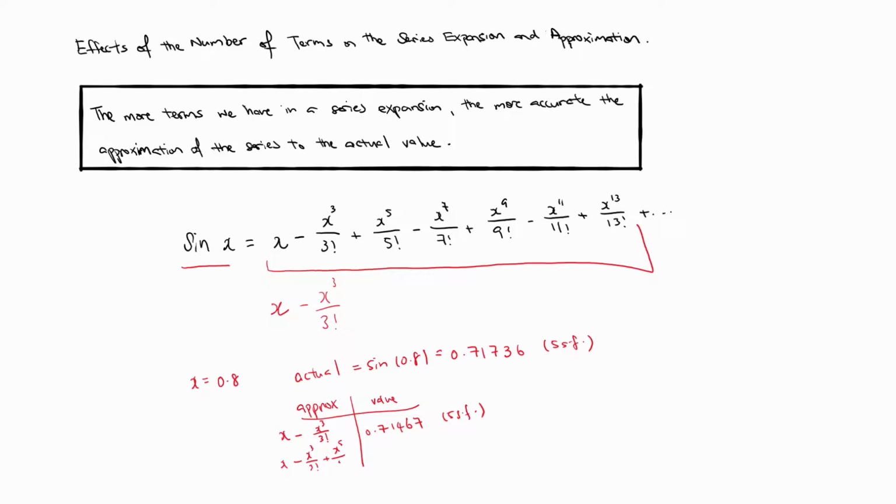Now, let's move forward and say that we use x minus x cubed over 3 factorial plus x to the power of 5 over 5 factorial. If we were to use x as 0.8 again, what happens? So we plus 0.8 to the power of 5 over 5 factorial. Now what we're going to get is 0.71739, which is 0.7174. As you can see, compared to the actual value in 5 SF, we are getting closer.